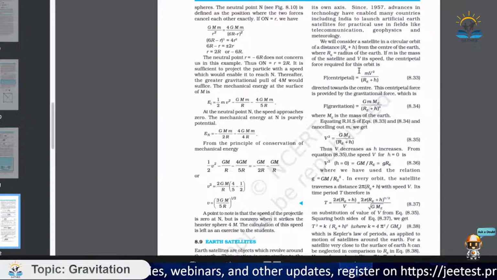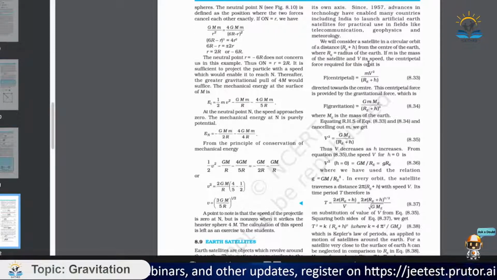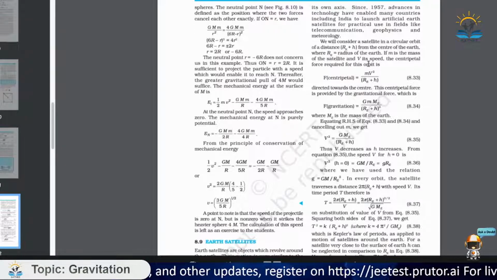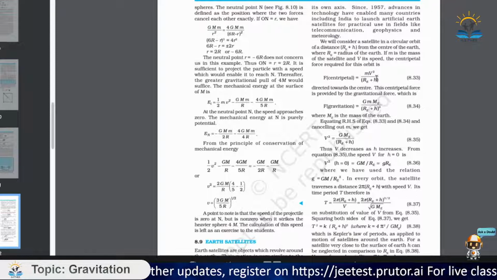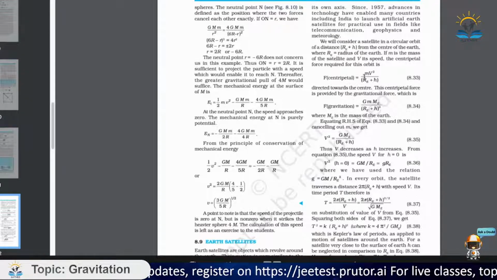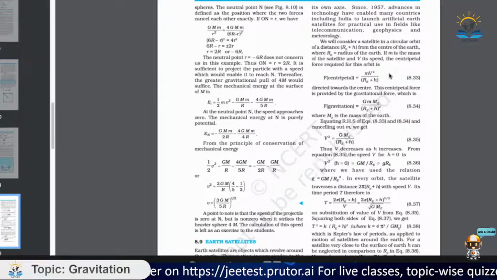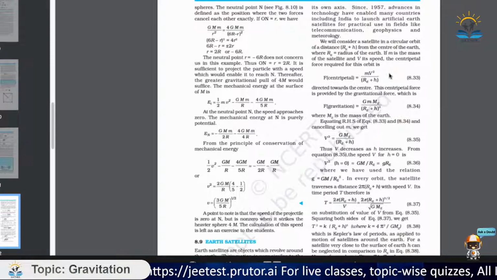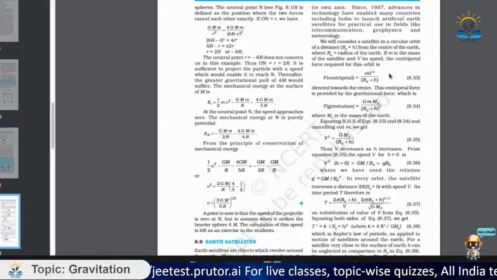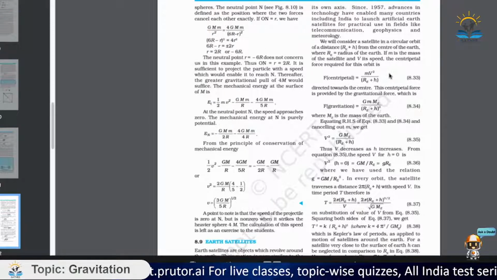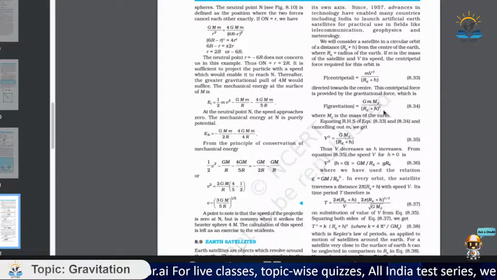mv square. Now, first of all, let us suppose the satellite is at a height h from the Earth's surface. So the centripetal force would be written as mv square by Re plus h. Now we know the force of gravitation between them would be capital G small m Me upon Re plus h whole square.